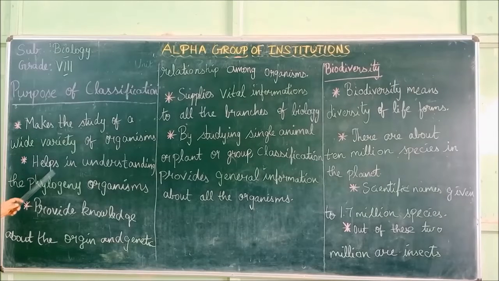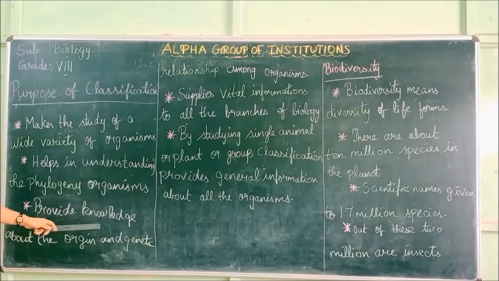Then next, it helps in understanding the phylogeny of organisms. So we can know the evolutionary history. In phylogenetic classification, the whole history of the organism is taken, and based on that they are classified. So when we learn according to that classification, we can learn all the evolutionary history of that organism. So we can know the phylogeny of that organism when we use the classification.